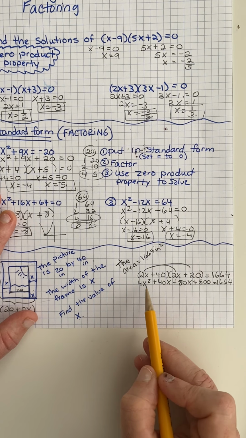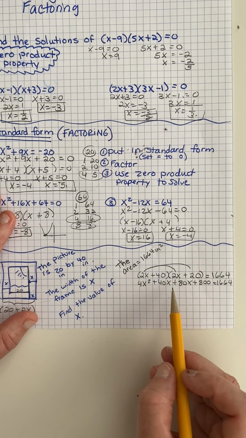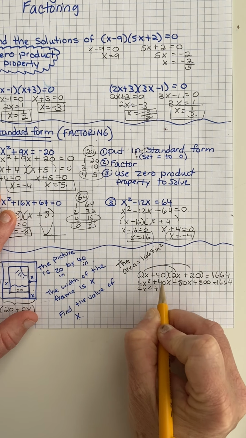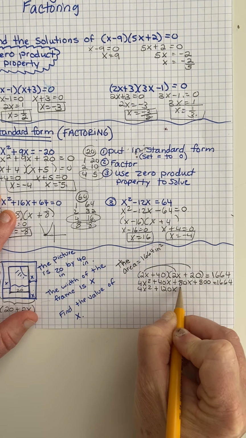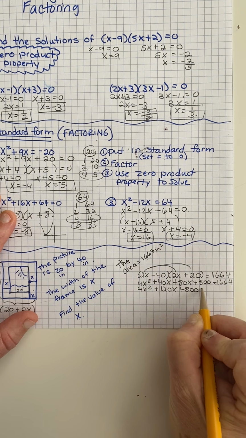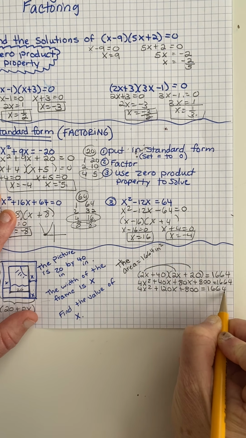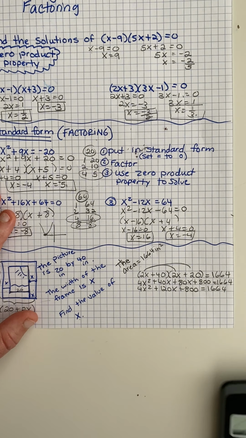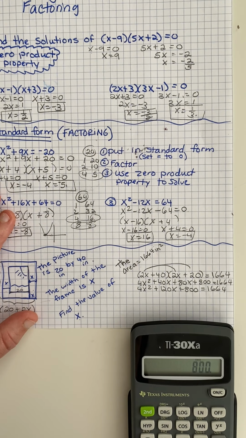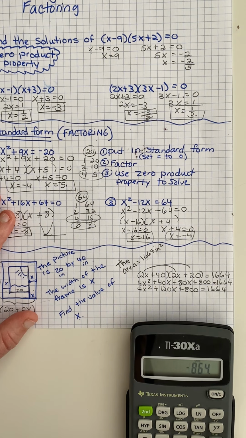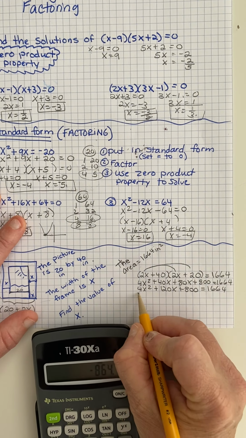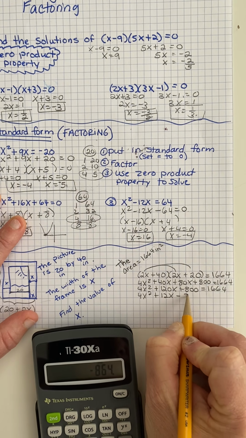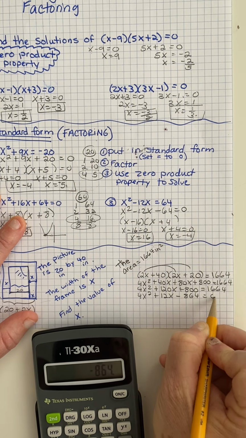Okay, so you can see here, all I've done is FOIL it out. I'm gonna combine like terms. Okay, and now I want this to be equal, so I'm just gonna subtract from both sides. I have 800 minus 1,664. I'm just gonna rewrite this. Okay, and now it equals 0.